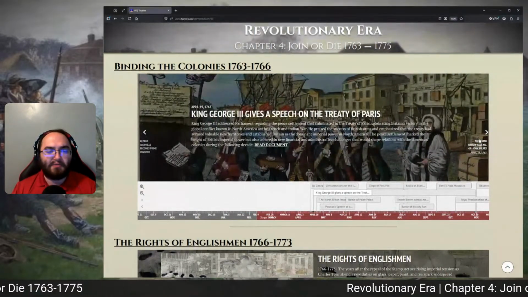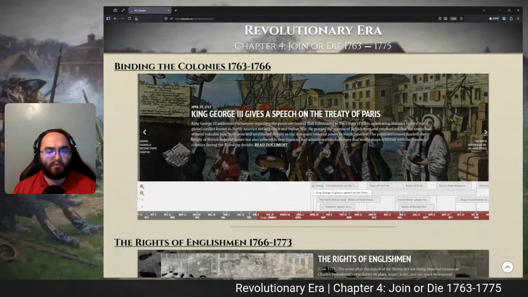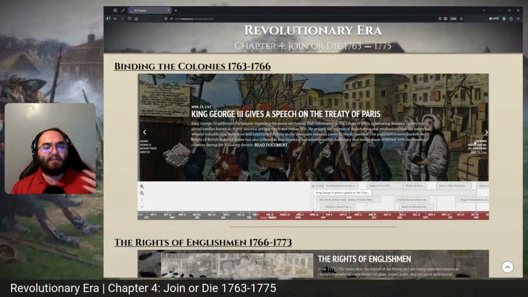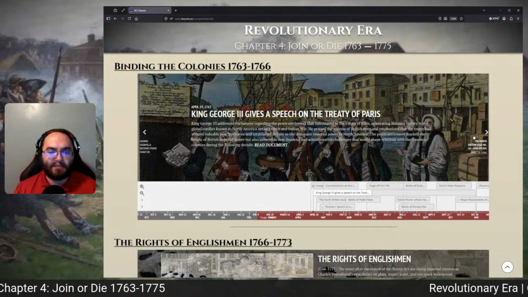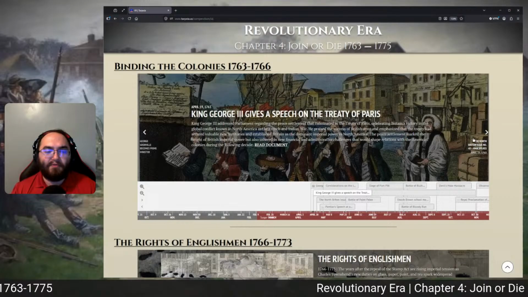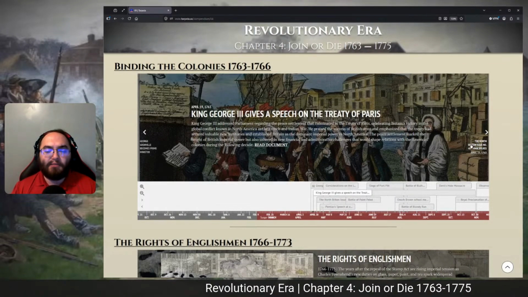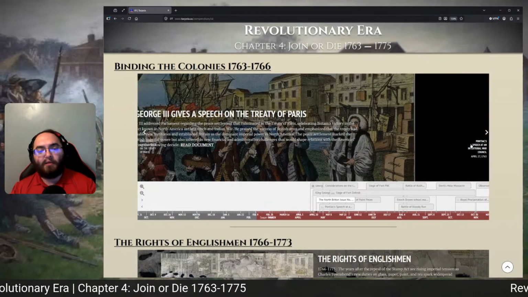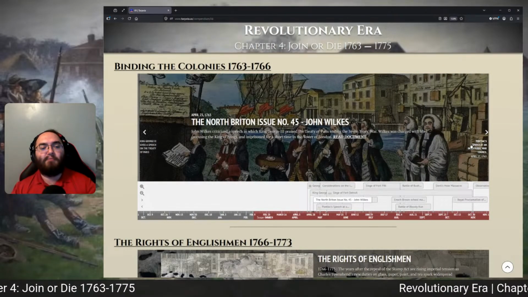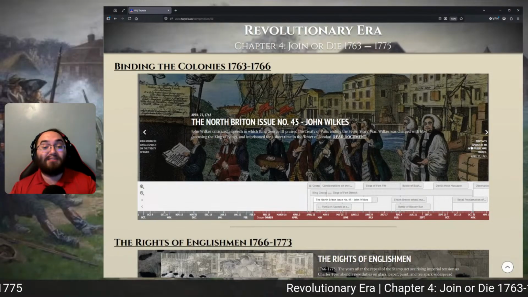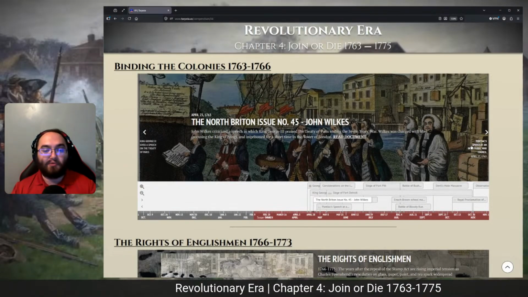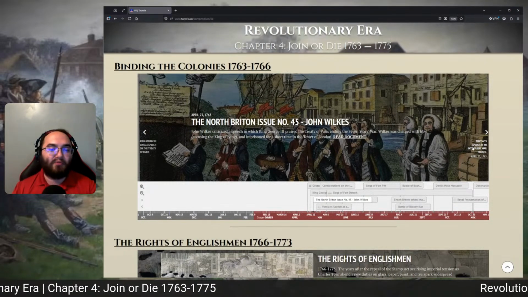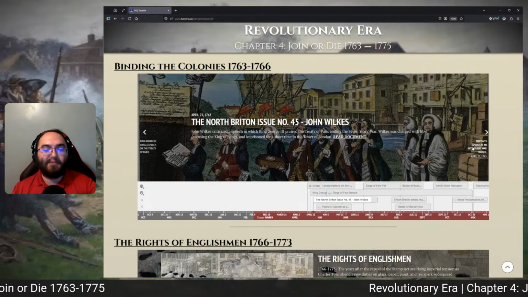Again, in the aftermath of the 7 Years' War and the French and Indian War, King George will give this speech to Parliament praising the Treaty of Paris of 1763, which ended the 7 Years' War, the French and Indian War. And it is this speech which will be criticized by a member of Parliament, a guy named John Wilkes. He criticizes the speech for praising the treaty, and Wilkes will be charged with libel, accusing the king of lying, and imprisoned for a short time in the Tower of London.